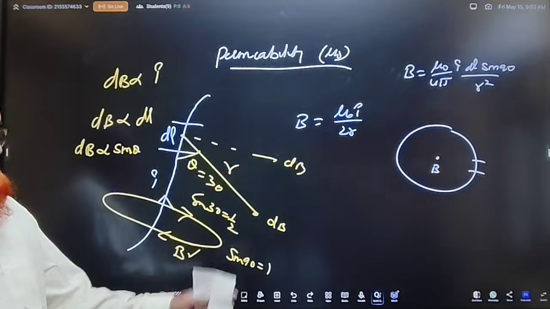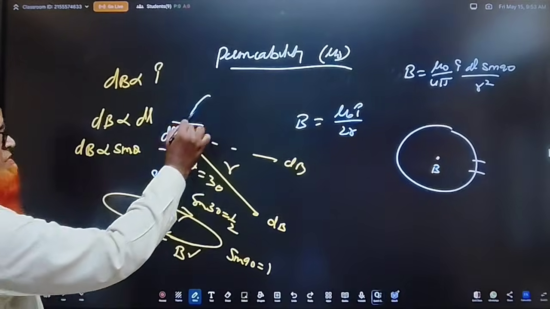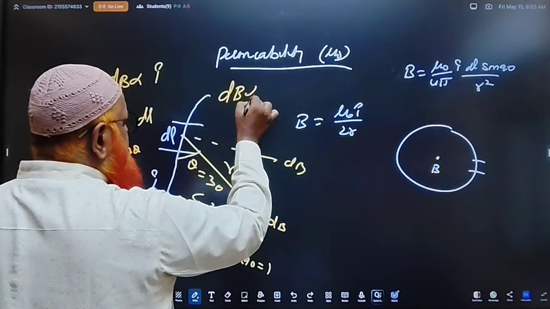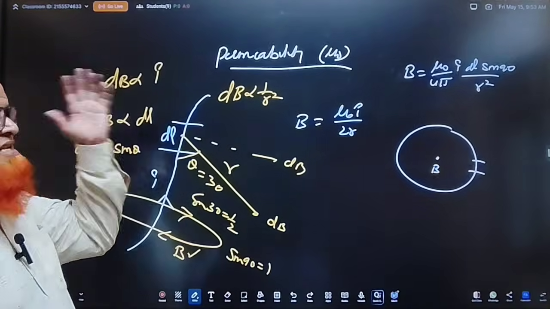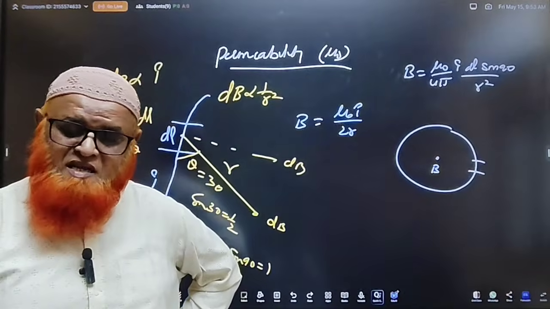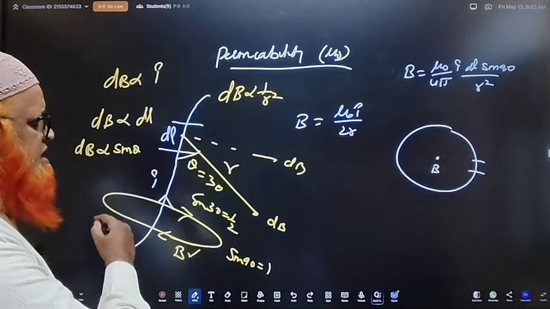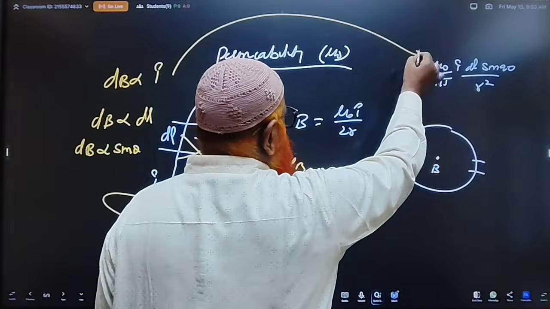So if the angle is larger, dB is larger, and dB is inversely proportional to the square of the distance. The larger the distance, the lesser the dB. So if you join all these, you get the Biot-Savart law.